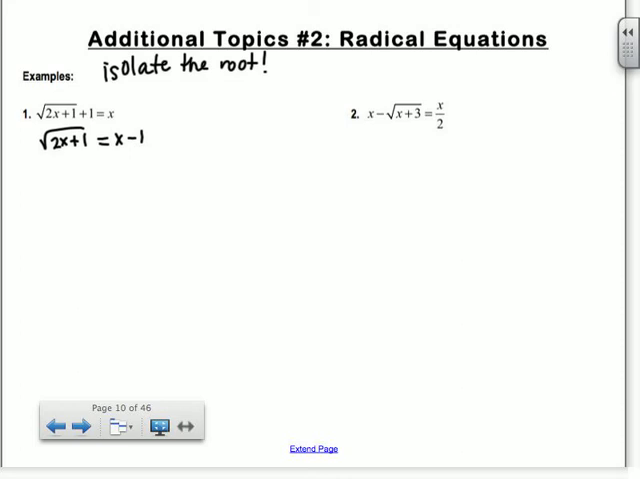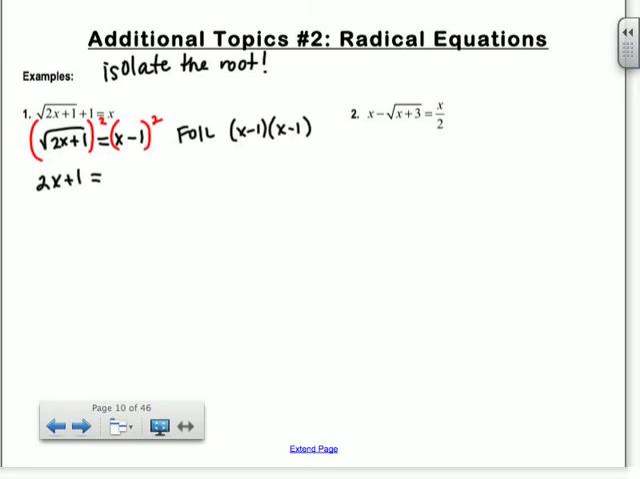So x minus 1. Then I have 2x plus 1 under a root. I get rid of my square root by squaring both sides. So you're going to get 2x plus 1 on the left side. And then hopefully you guys are at the point where you no longer call this x squared minus 1, right? What do we have to do? You have to FOIL, right? So you write it as x minus 1 times x minus 1.